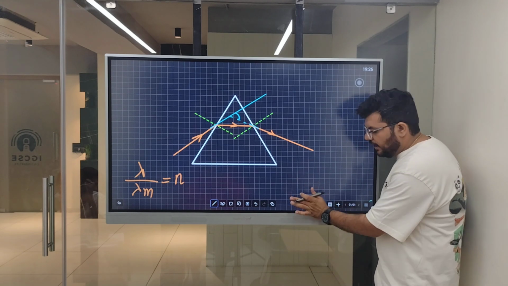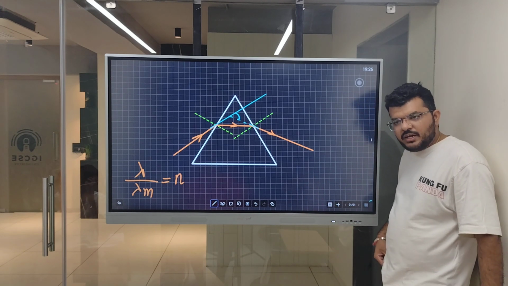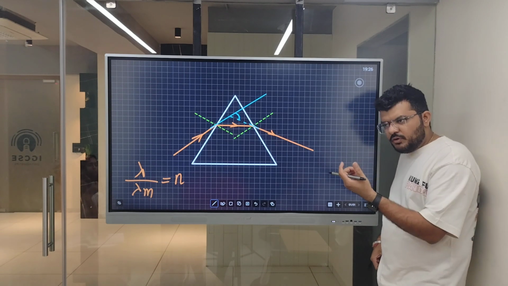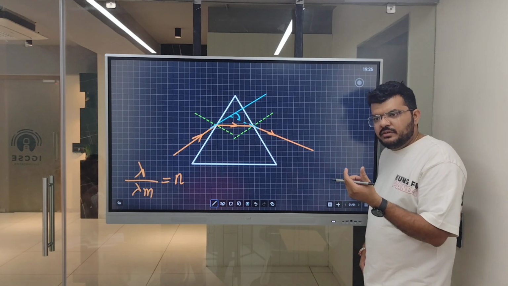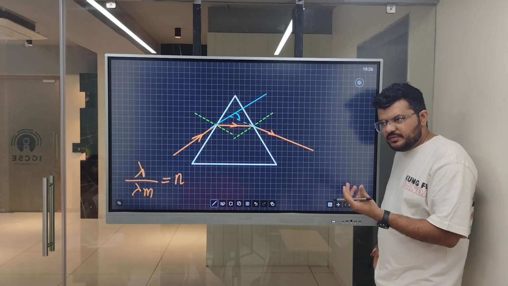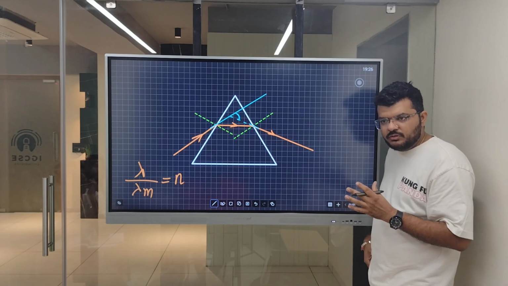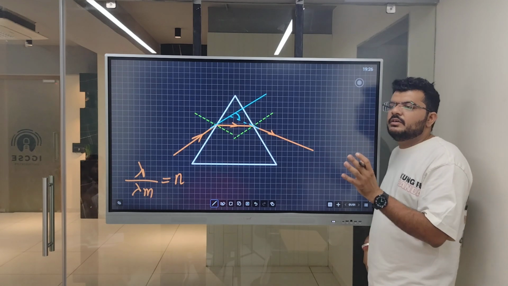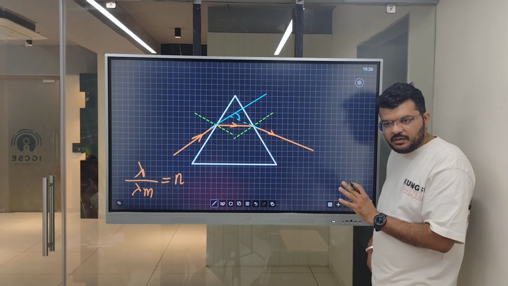You don't need to write this formula. I am explaining based on the formula, but I am trying to make it easier, which is why we are using the formula to make more sense. But you don't need to remember the formula.